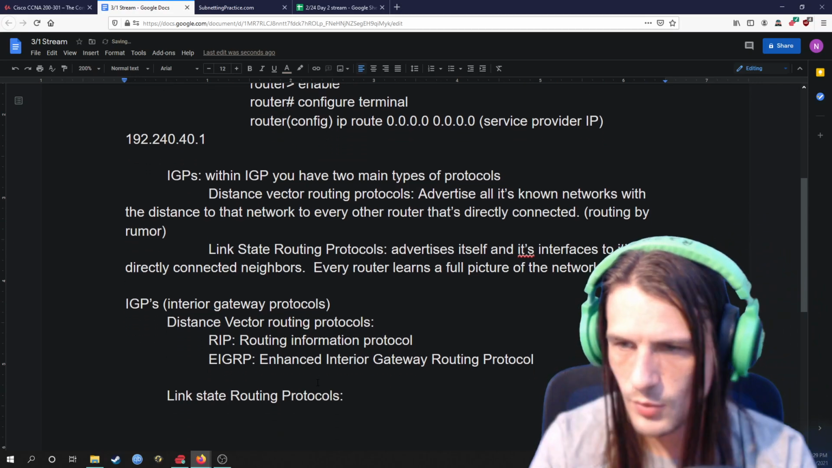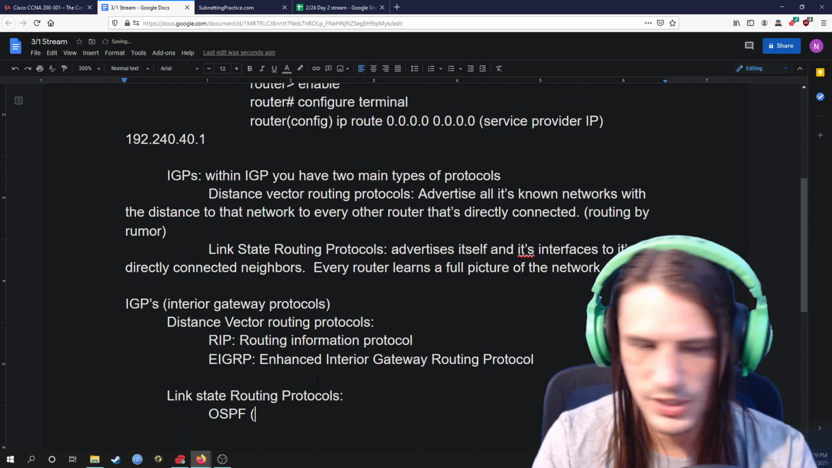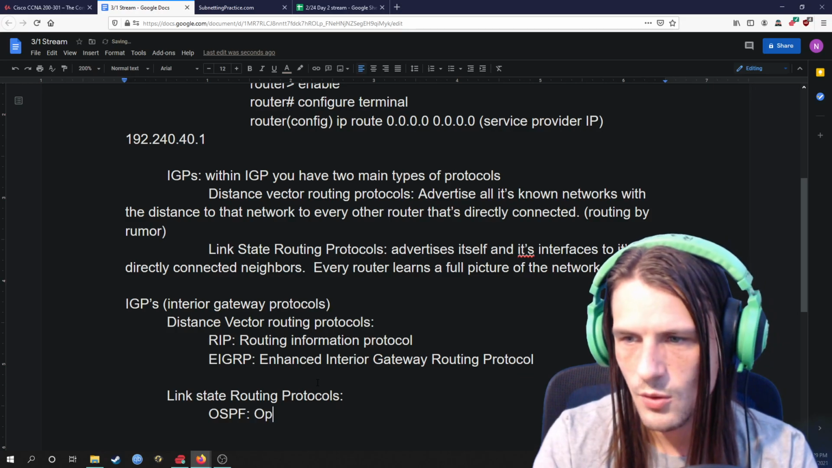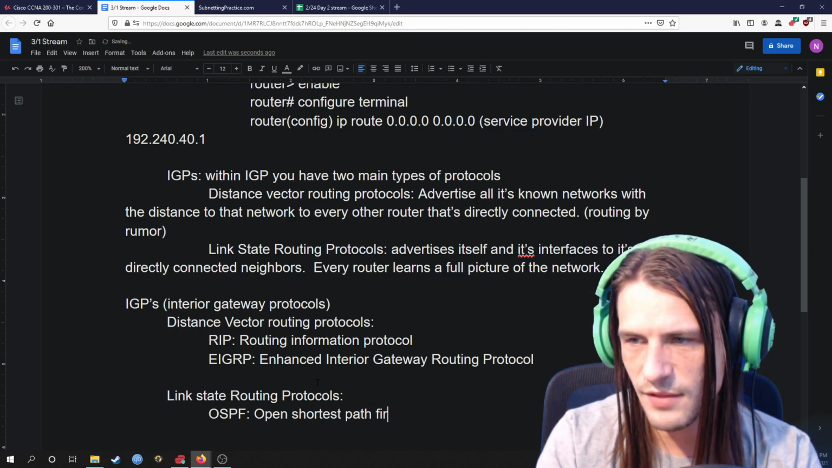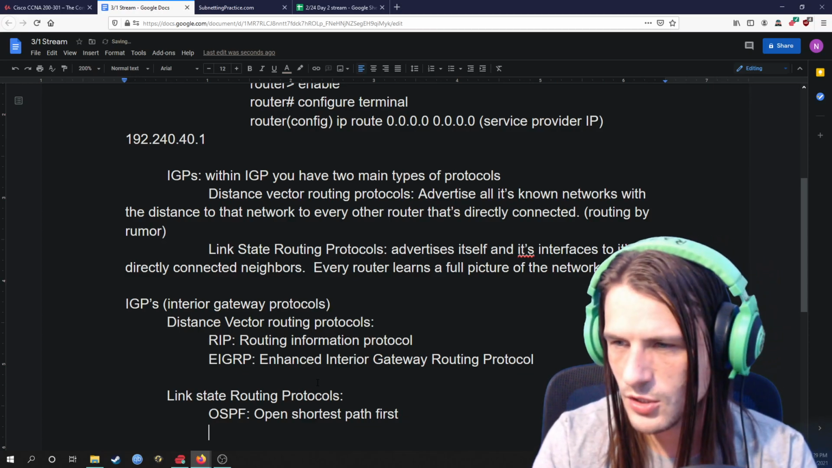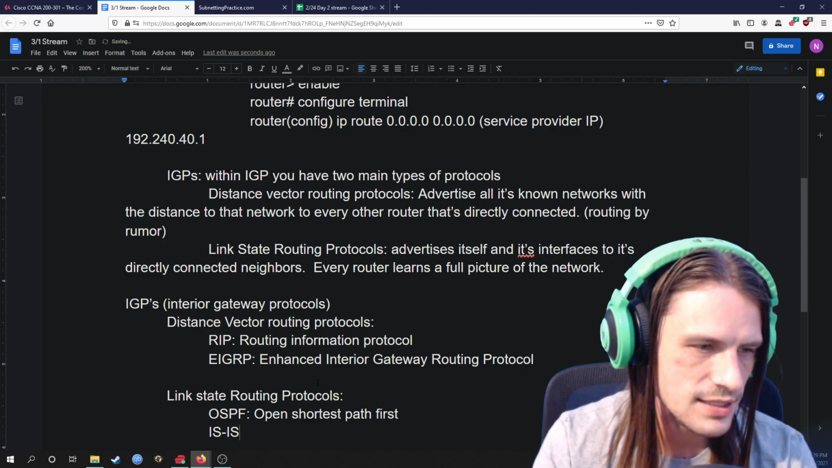So within link state, we're going to have OSPF, which is open shortest path first. I like this one because I feel like it's easy to remember for some reason. Love it. And then the other option you're going to have is IS-IS.